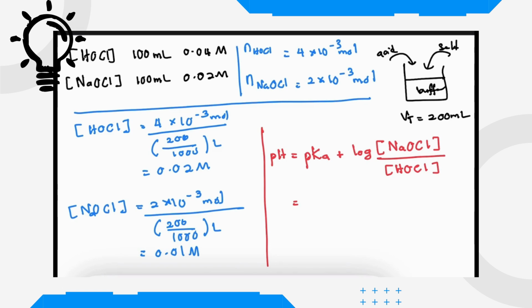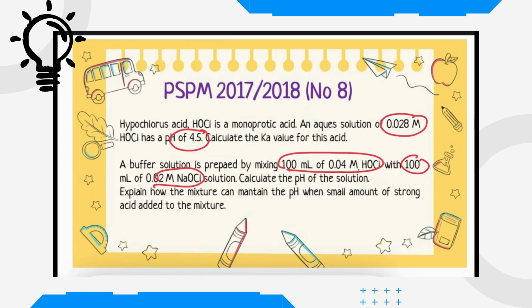So we can get negative log 3.57 times 10 to the power of negative 8 plus log 0.01 over 0.02, and you're supposed to get the answer 7.14. Okay, and you can try to answer the next question.